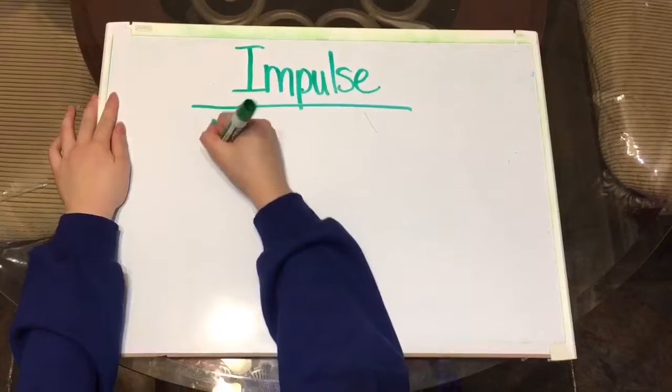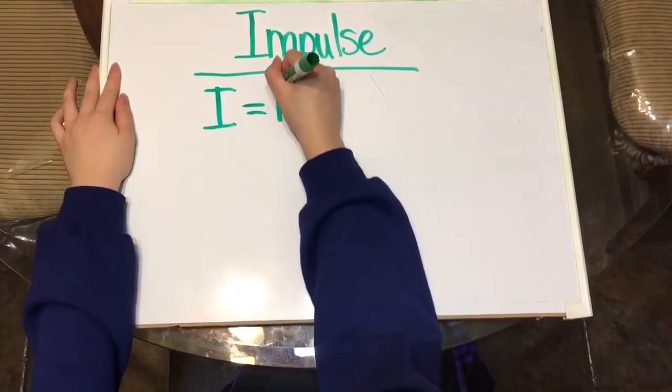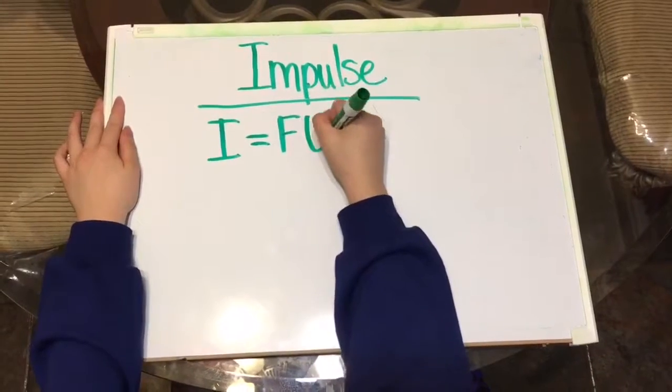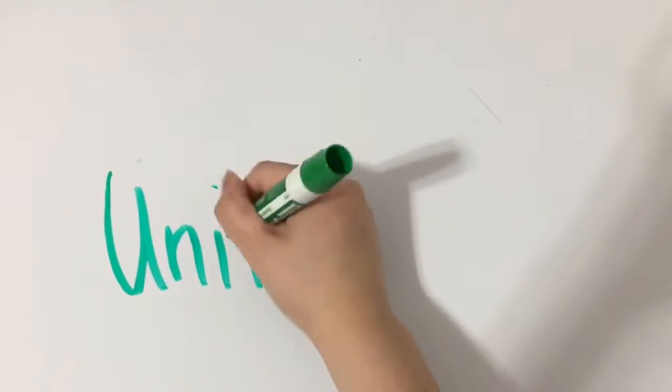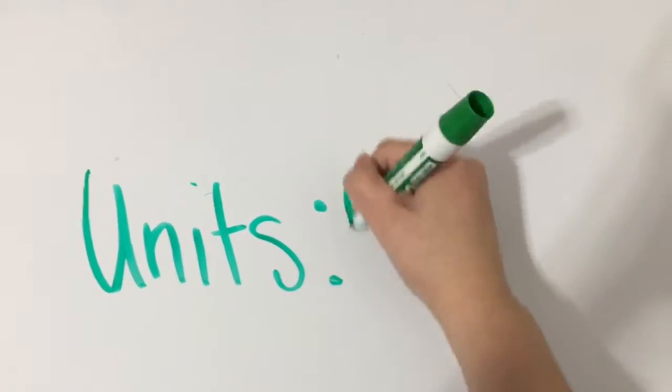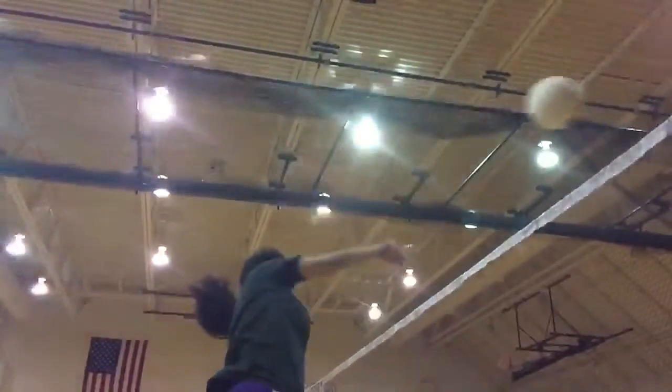Impulse can be calculated by the magnitude of the force times the amount of time the force is applied to a volleyball. It is represented in the equation I equals F times T. Impulse is measured in Newton seconds, which can be abbreviated by a capital N times a lowercase s. The longer follow-through the hitter takes on their swing, the longer time the force of the hitter is applied on the ball, increasing the impulse.